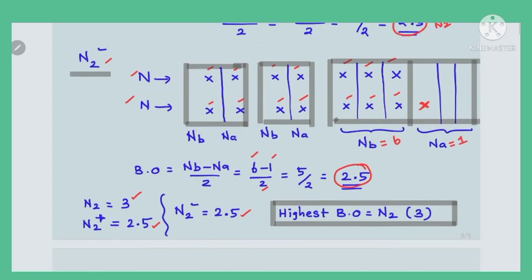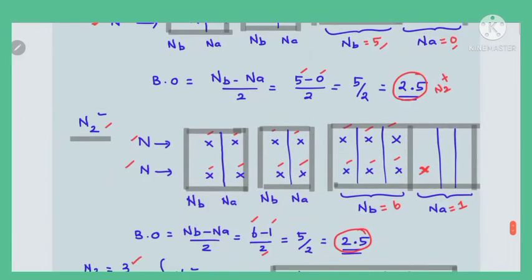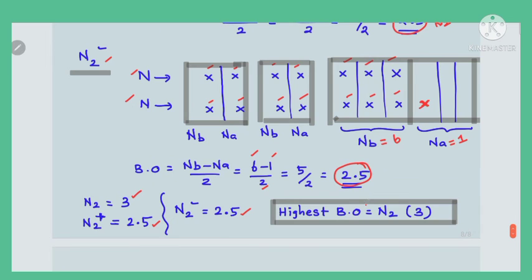Now the question is, which one of these three species has the highest bond order? It is nitrogen. So the answer is that the highest bond order is exhibited by the nitrogen molecule, where the bond order is 3.